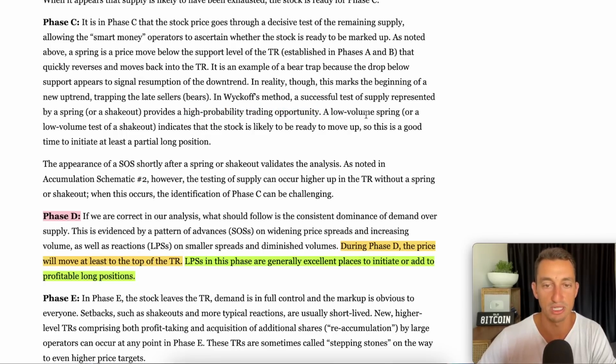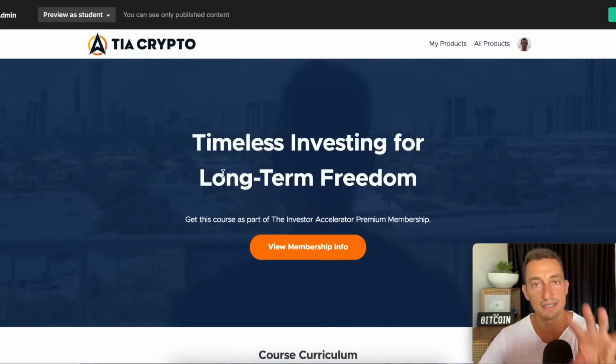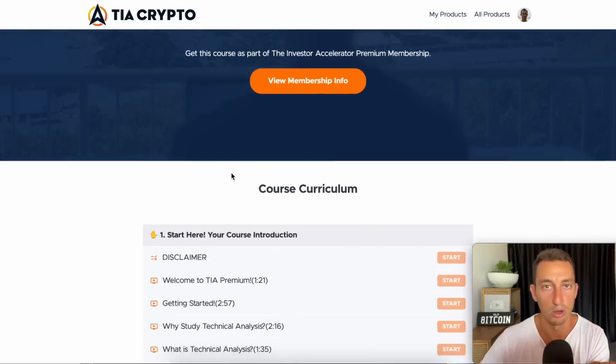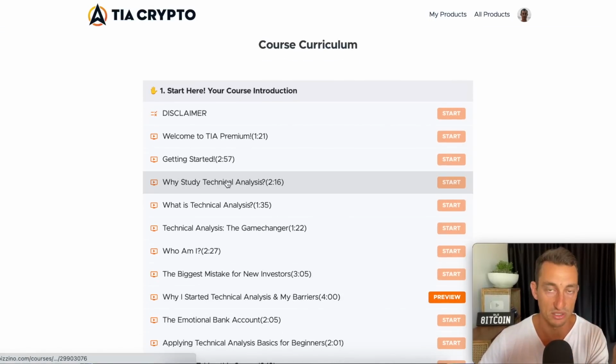In Wyckoff's method, a successful test of supply, represented by a spring or a shakeout, provides a high probability trading opportunity. A low volume spring or a low volume test of a shakeout indicates that the stock is likely ready to be moved up, ready to go into a bull market. So this is a good time to initiate at least a partial long position, which is what we've been talking about with our members over at the Investor Accelerator, at least initiating partial long options, opportunities for Bitcoin, whatever else you want to buy up into at those lows, maybe in the stock market, right?